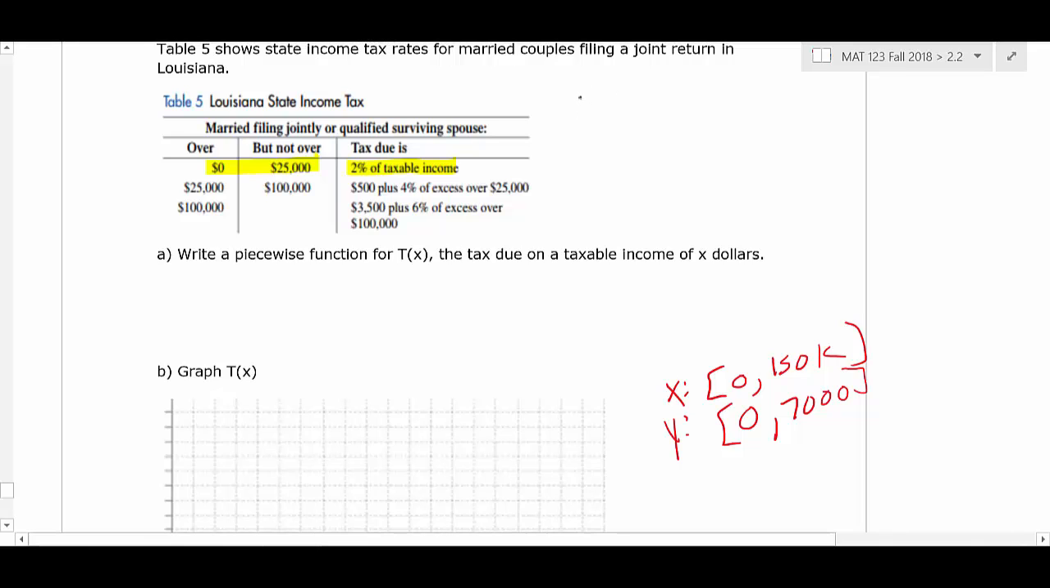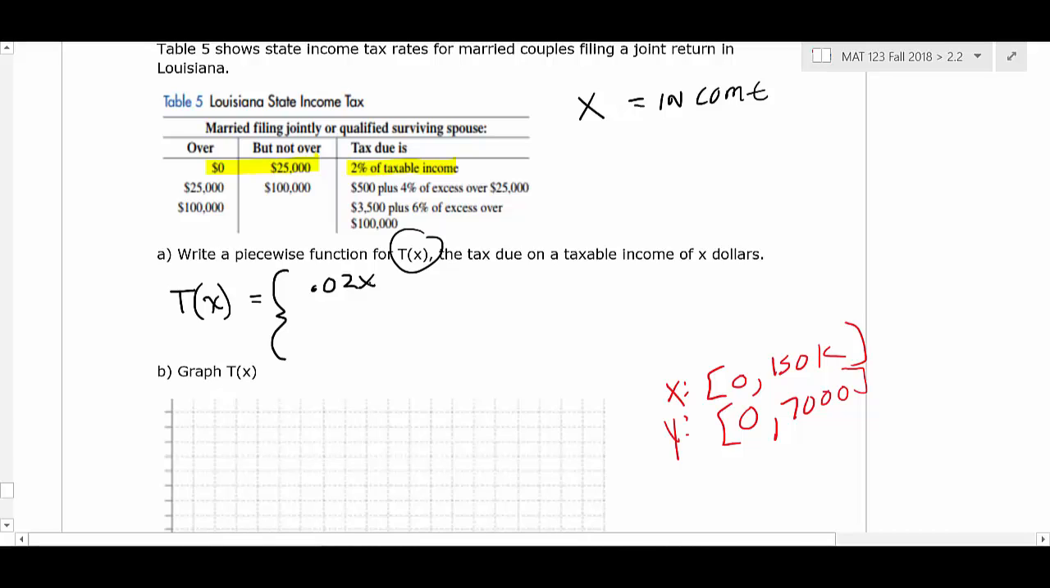So what we're going to have is X is just going to be your income, whatever it is. So T of X is going to be the name of the function, T for tax, of course. Now what we're going to do is put together this piecewise function. I'm only going to do the first row. So you do 2% of your income. How do you do 2% of a number? You move the decimal to the left 2 and multiply. So that would be 0.02x. X is your income.